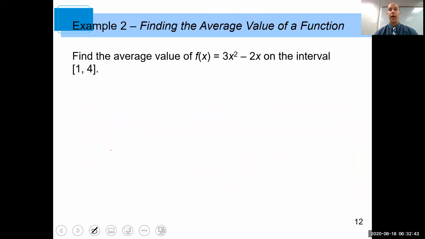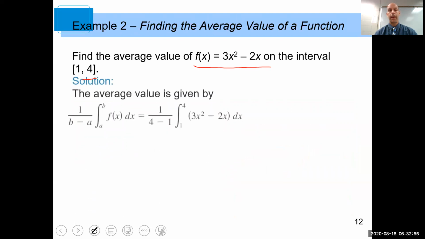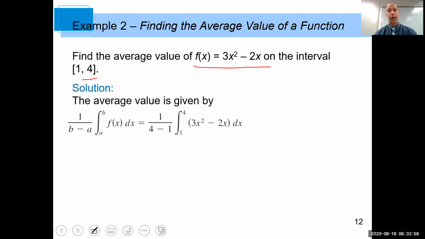So this picture here is kind of what I was trying to illustrate in that last one. So let's find the average value of the function f of x equals 3x squared minus 2x on the interval from 1 to 4. So that function, which is parabolic, is going to probably go up and down. We want to know what's the average value. So all we're going to do is just plug it into the formula. So here's our formula. We know that a is 1 and b is 4, so that's where the 1 and the 4 come from. And then you just plug the function definition in there for the function, 3x squared minus 2x.